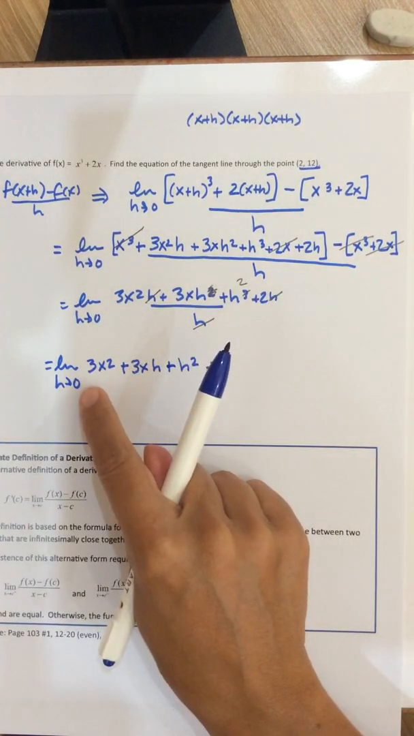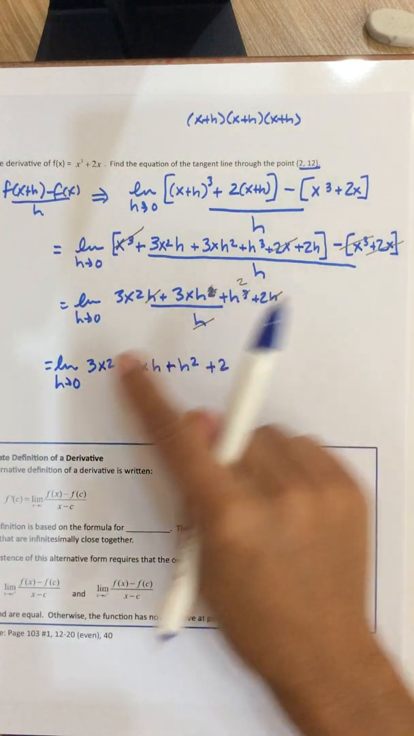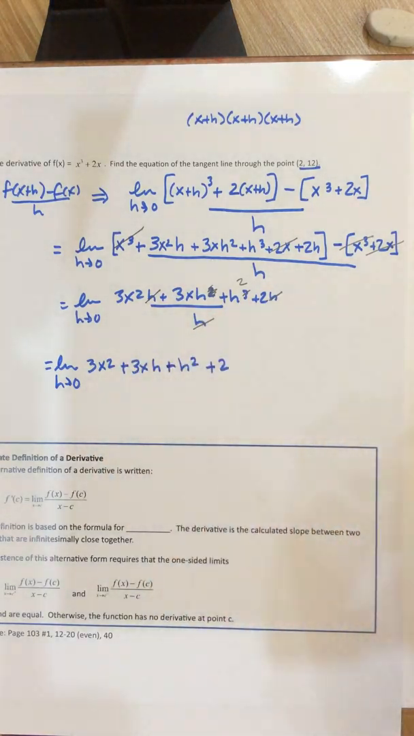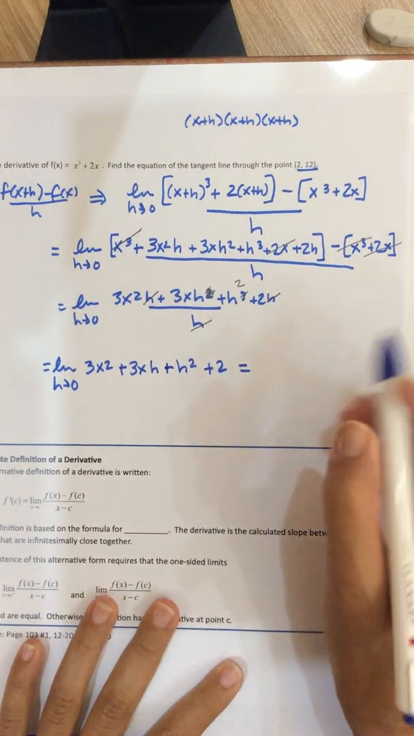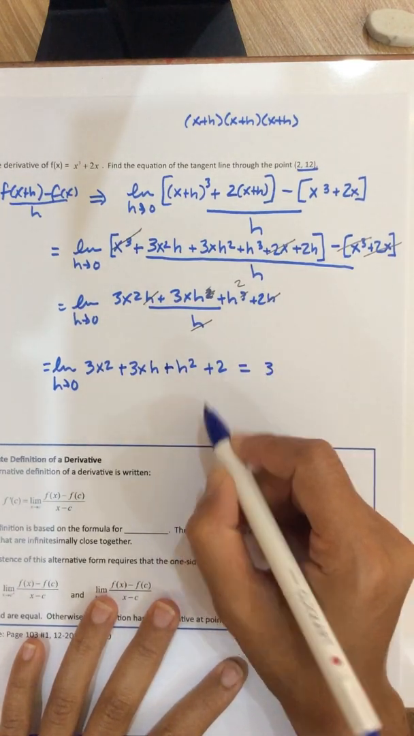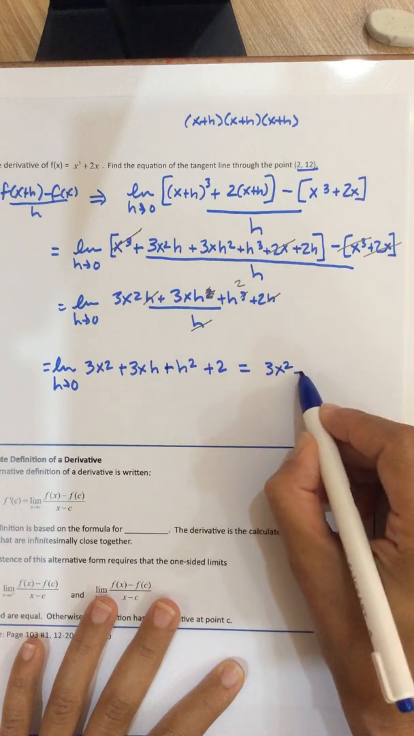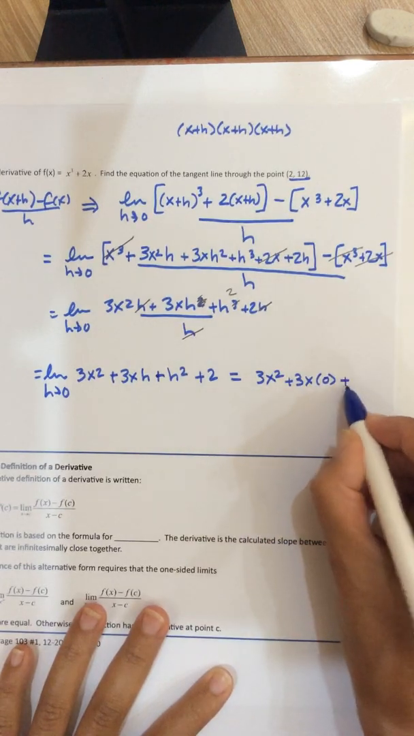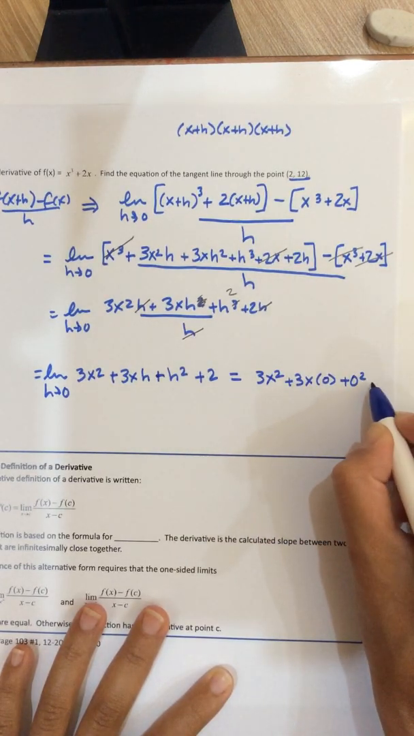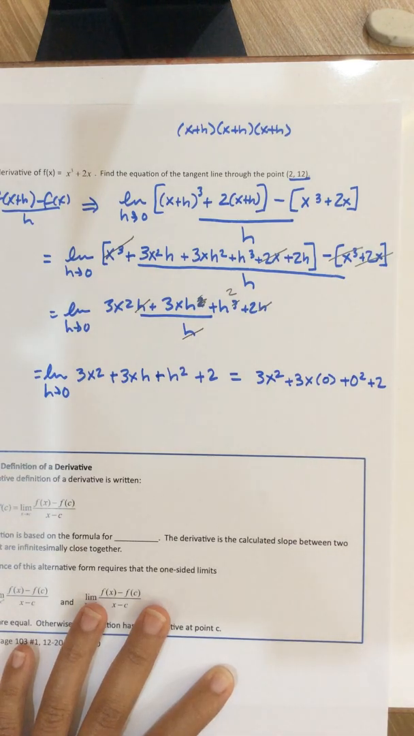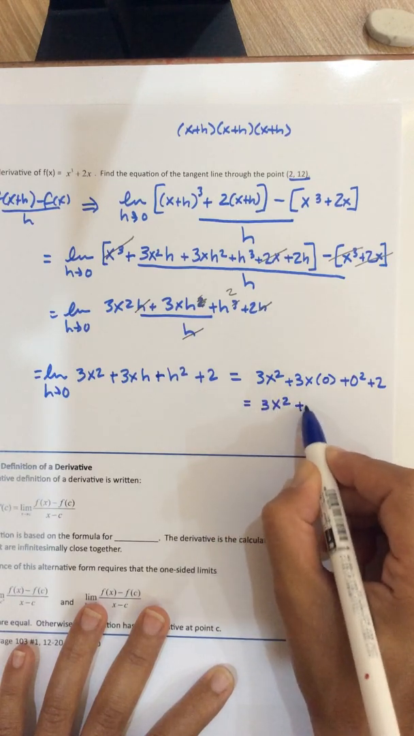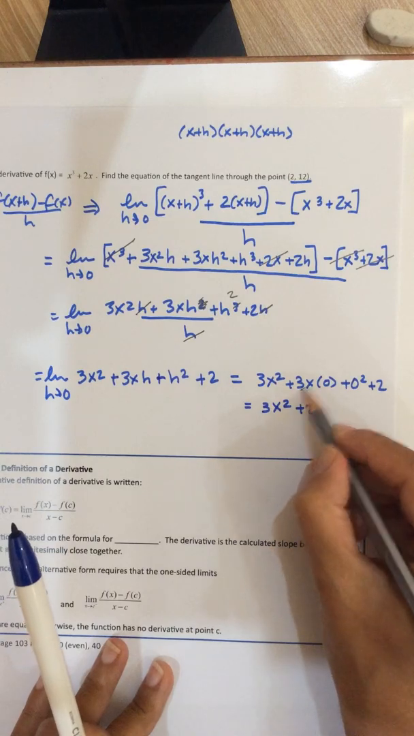Now I'm at this point in the limit where I don't have a fraction, so I'm not worried about plugging in 0 and having a 0 in the denominator. I can actually plug in 0 and see what the answer is. So 3x squared plus 3x times 0, right? Because h is 0, plus 0 squared plus 2. All right, so this means that I am left with 3x squared plus 2, right? Because all these go away.